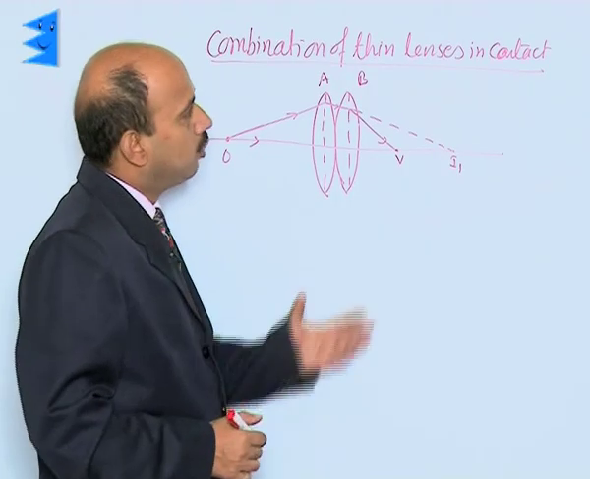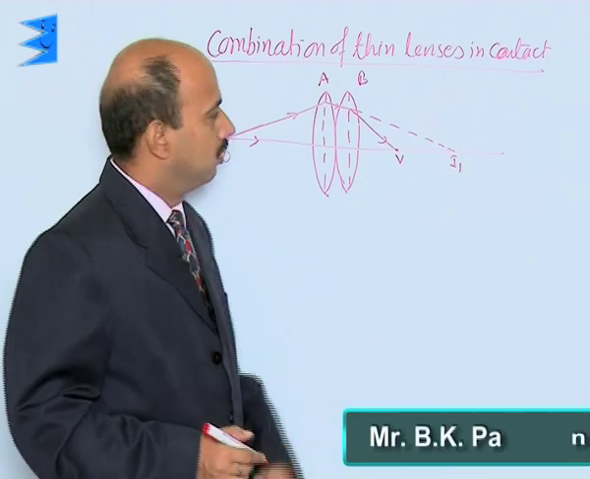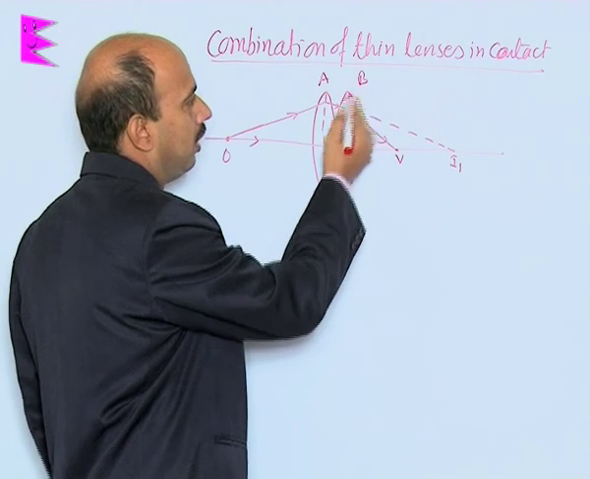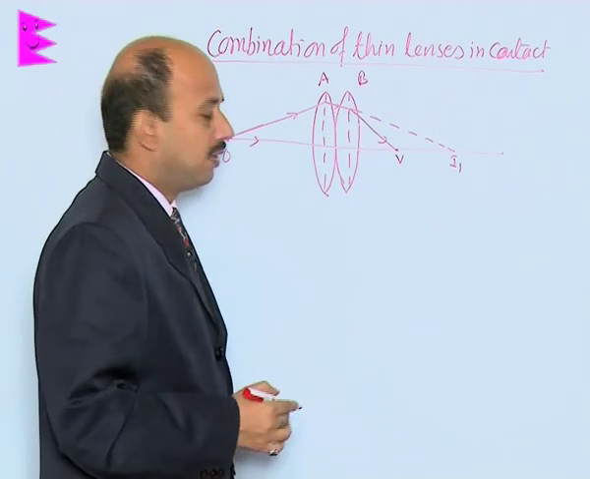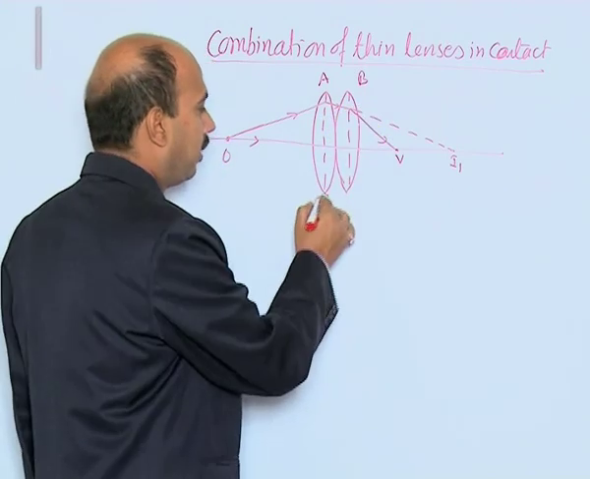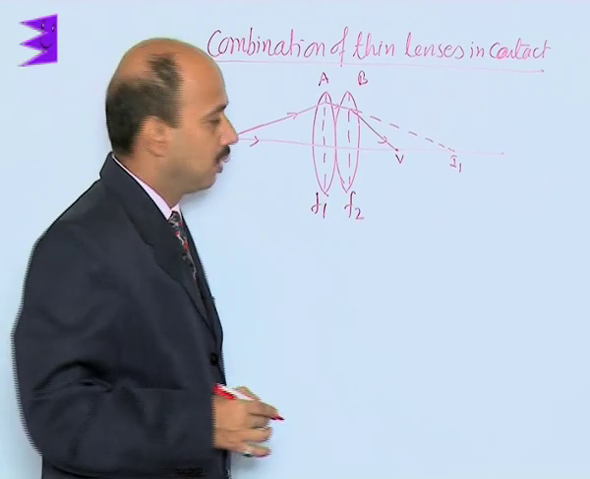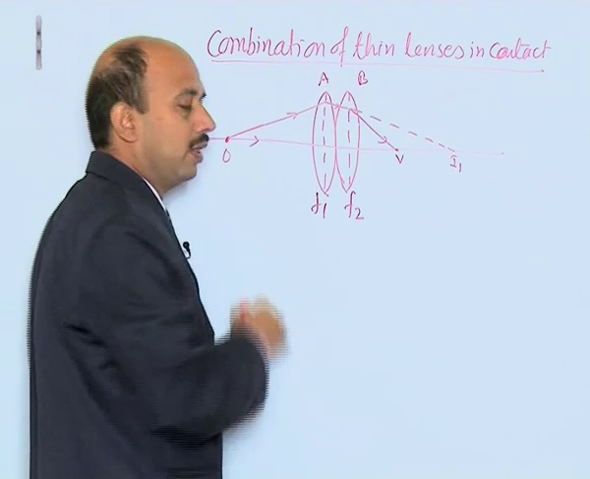Now see a combination of thin lenses in contact here. So you have taken here the two lenses like here A and B, which are very thin lenses, and they are placed in contact. One's focal length is f1 and another one's focal length is f2. Now the point sized object over here.